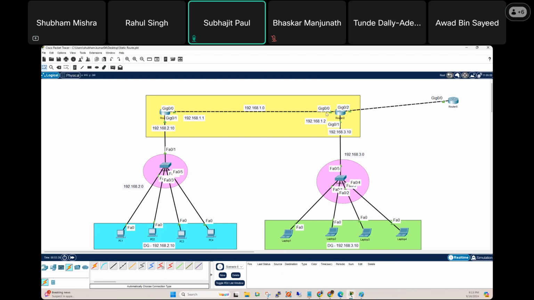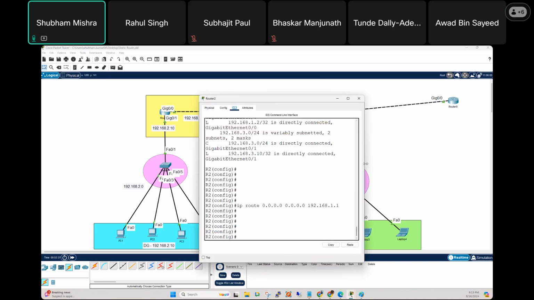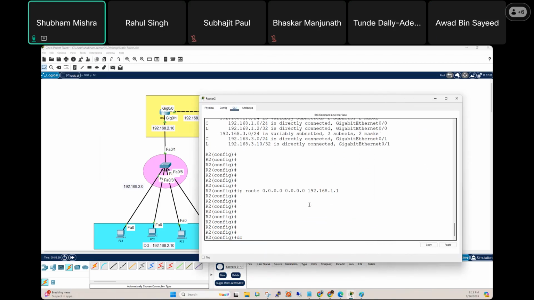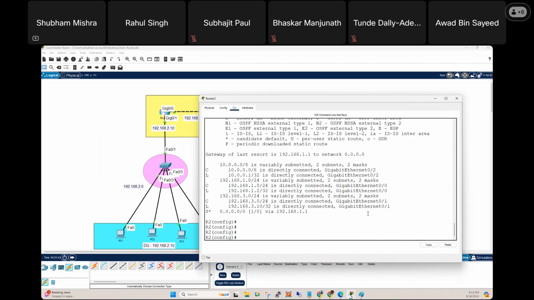Okay, I come here. I am writing do show IP route. This is the default route. And what is the AD value? 1. I asked a very basic question.